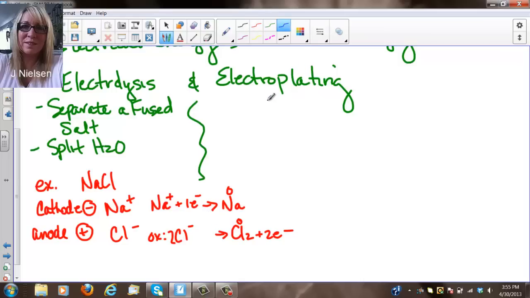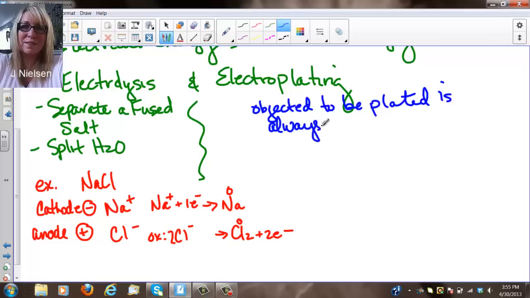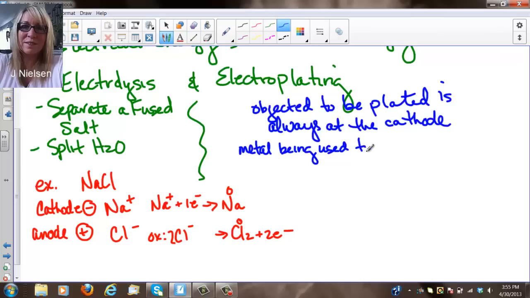Electroplating. Most important thing to remember is the object to be plated is always at the cathode. So the object to be plated is at the cathode, and then the metal being used to plate is at the anode.